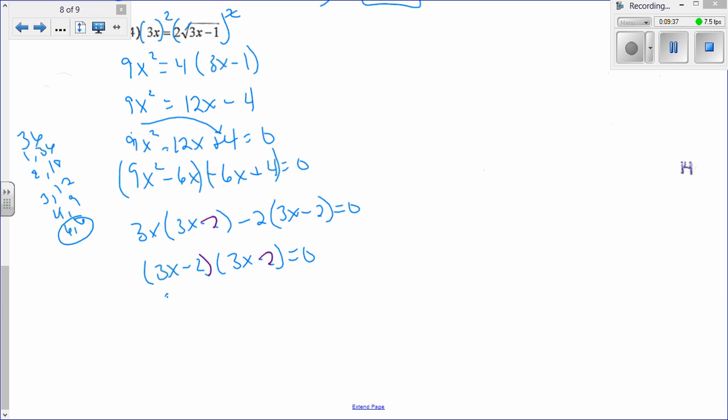So if I were to set this equal to 0, I'd add 2, so I have 3x equals 2, and then divide by 3. So x equals 2/3. I'm going to get the same answer twice, because I have the same factors. And then I just need to check.